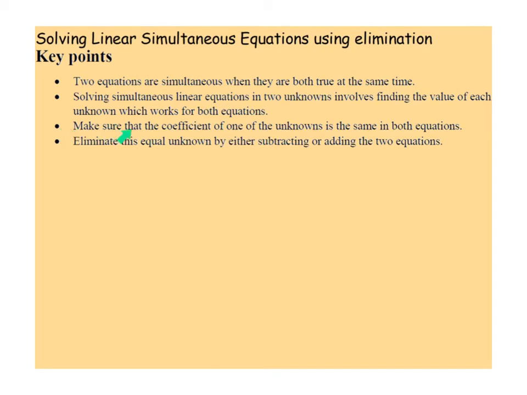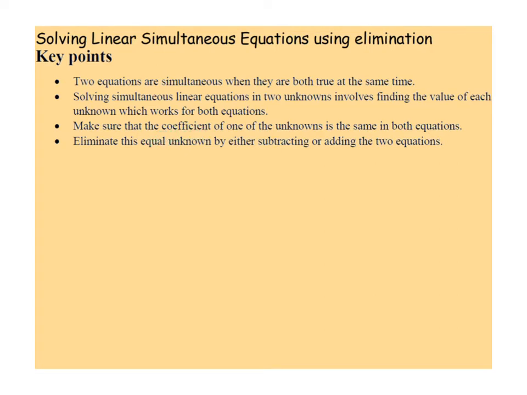Make sure that the coefficient of one of the unknowns is the same in both equations. So this is now talking specifically about the elimination method. Make sure that the coefficient of one of the unknowns is the same in both equations, and then eliminate this equal unknown by either subtracting or adding the two equations. And when they say the coefficient, they mean the absolute value of the coefficient.